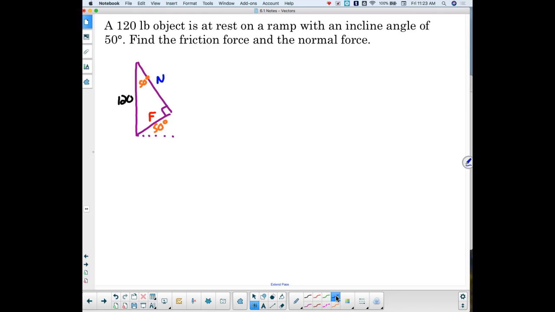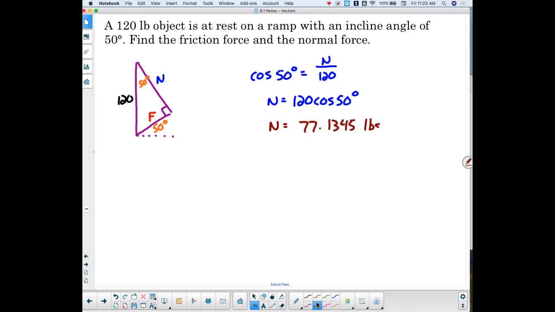Yeah. So the cosine of 50 is the normal over 120. Sine of 50 is friction.